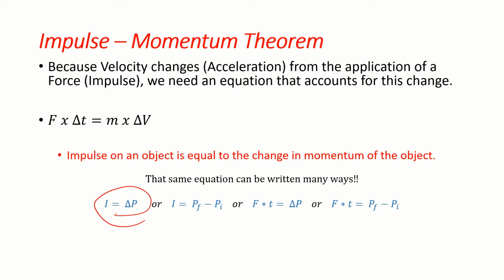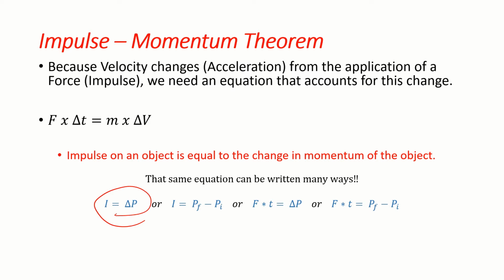Remember that letter delta just means change in. And that's the one I'll write most often because it involves the least amount of writing. I don't hate myself and I'd like to write as little as I possibly can. But the impulse momentum theorem can simply be written as I equals delta P. Or if you don't like the Greek letter delta, meaning final minus initial, you can rewrite it the way it is right next to that, right? I equals final momentum minus initial momentum, because that's what delta has always meant.